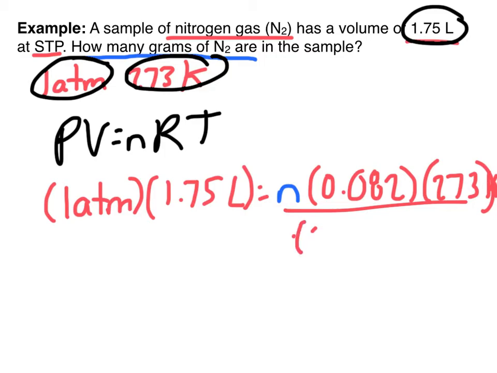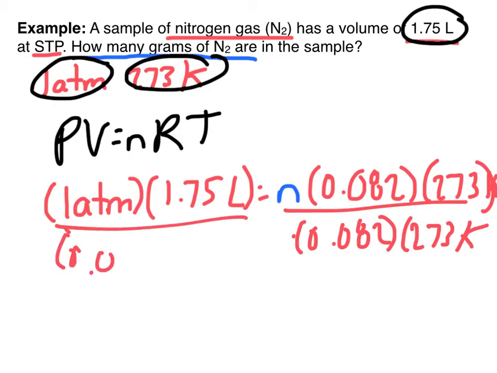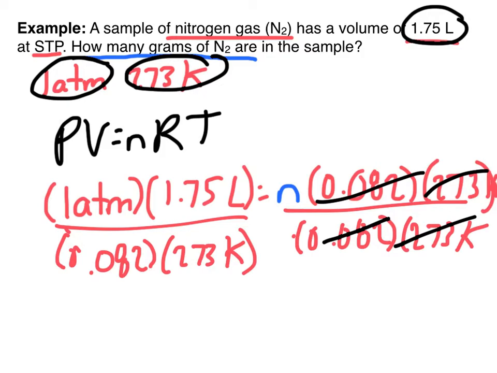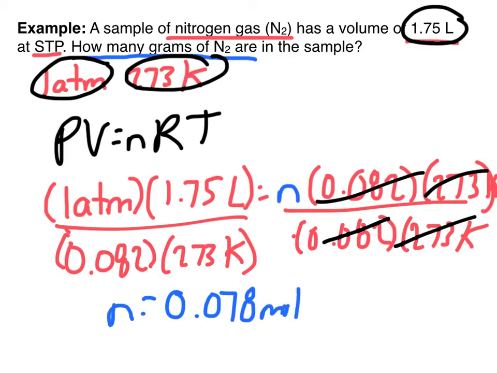So I've got dividing by 0.082 and 273 K and all that stuff. I do the same thing to the opposite side. Okay, my writing is getting worse. I hope you're still able to read it all. And then that would go away, and I'd be left with just n. And so when I plug all of that stuff into my calculator, when I plug that into my calculator, what do I get? I get a number that is about 0.078 moles.